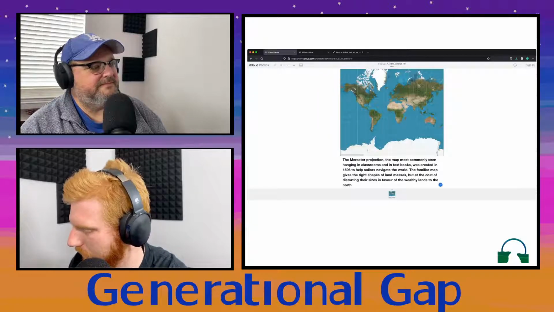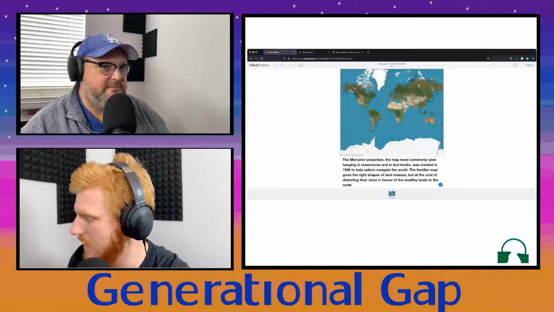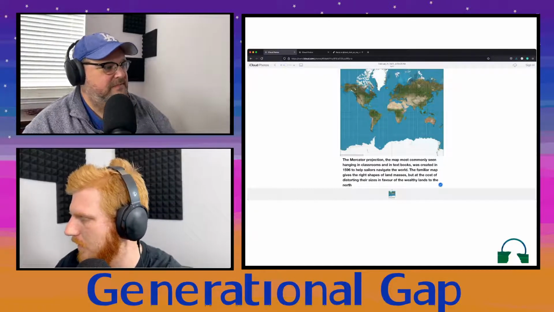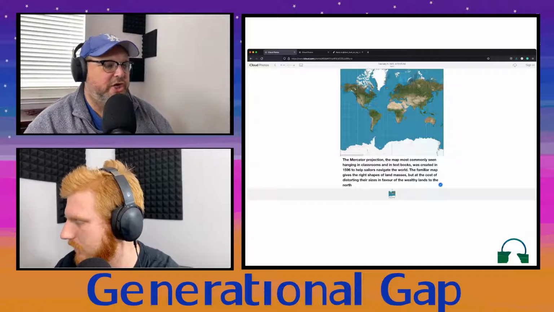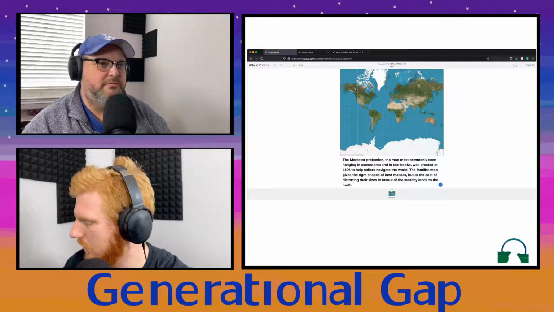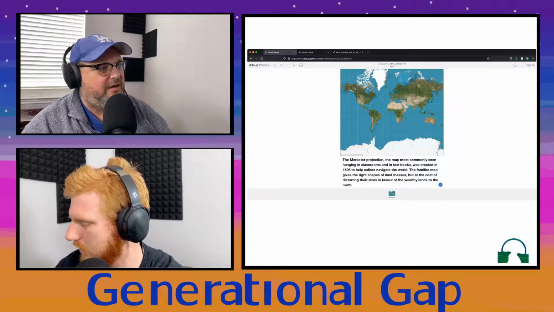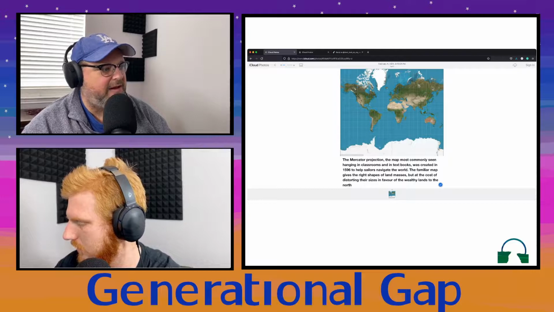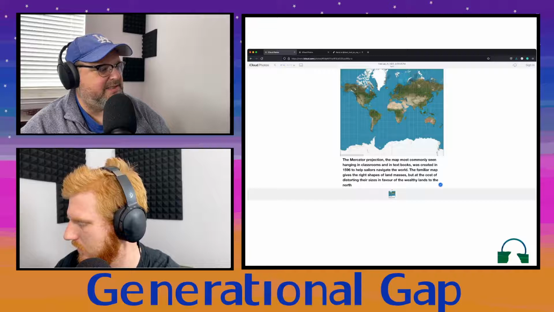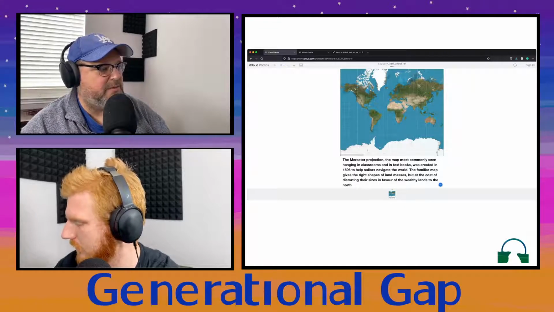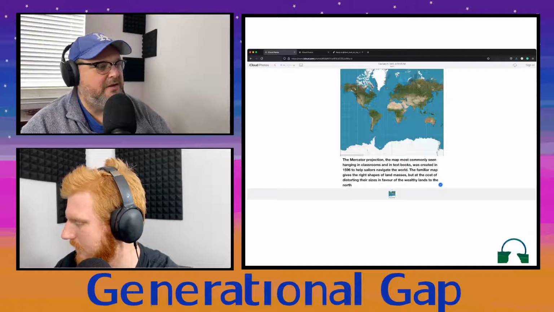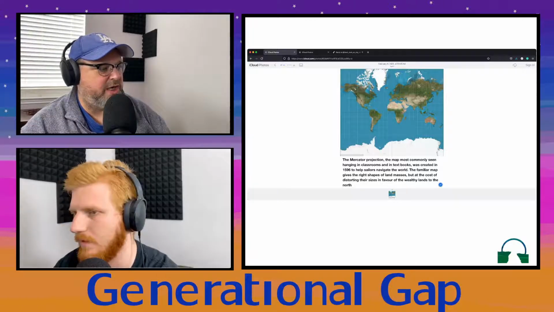Do you recognize that? That is the picture. It's called the Mercator projection of the map. That's the map that you see growing up in school. Okay, yeah, sure. That's all the sizes of the countries and where they're all at. Do you want to read the caption on there? The Mercator projection, the map most commonly seen hanging in classrooms and in the textbooks, was created in 1596 to help sailors navigate the world. The familiar map gives the right shapes of land masses, but at the cost of distorting their sizes in favor of the wealthy lands to the north.